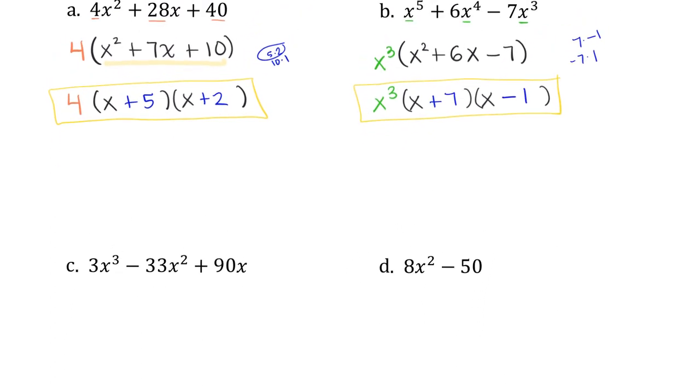Let's try the next one. 3, 33, and 90. Do they all divide by 3? Yes. Now, can I take out any x's? X cubed, x squared, and x. They all have an x, so let's take out an x. 3x, I need x squared. 3 times 11, I need another x. 3 times 30, and I'm good.